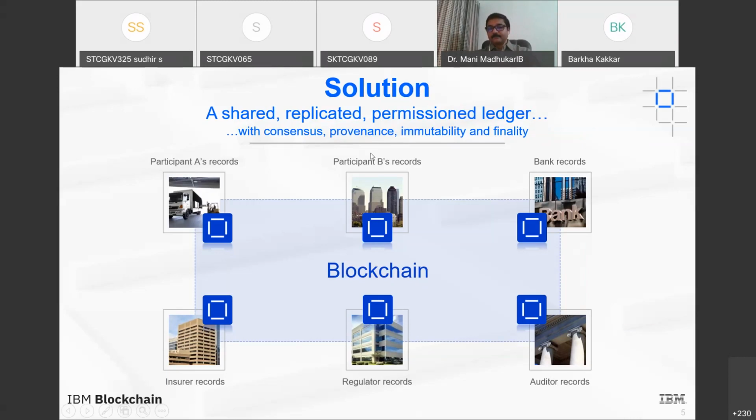Yes, sir. So one more question. How can we implement this in the healthcare sector? Ma'am, there are a lot of use cases in the healthcare sector.